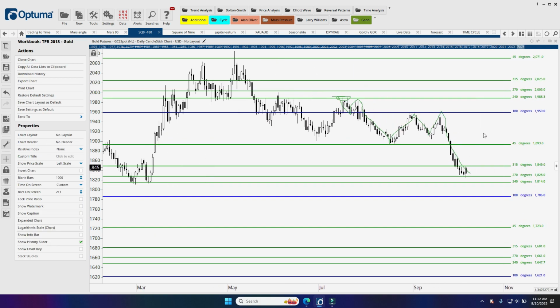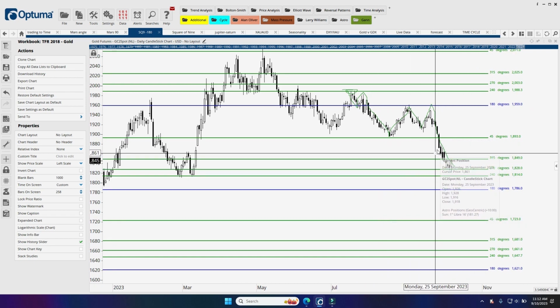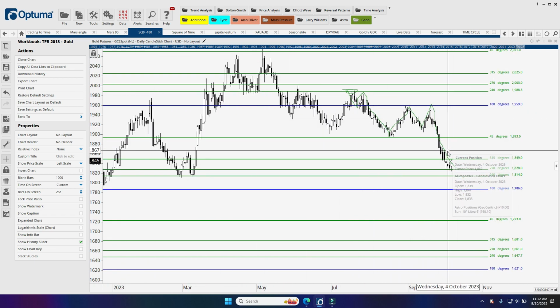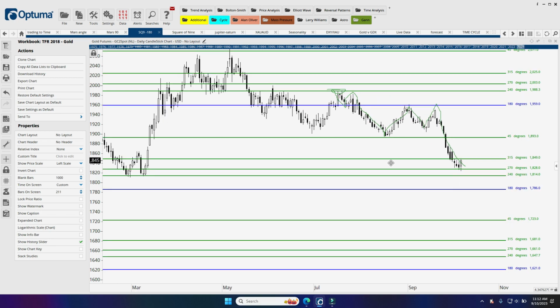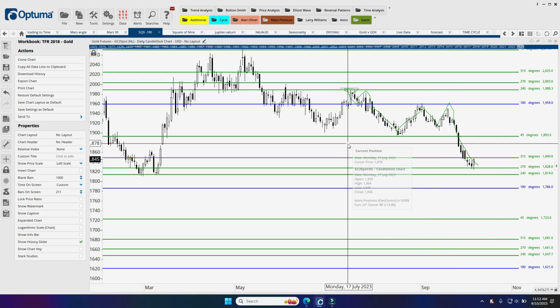And this is basically what I was watching here for the gold market, especially last week and this week, was to see which one of these active angles was going to activate on gold.